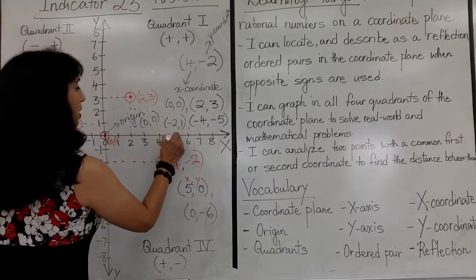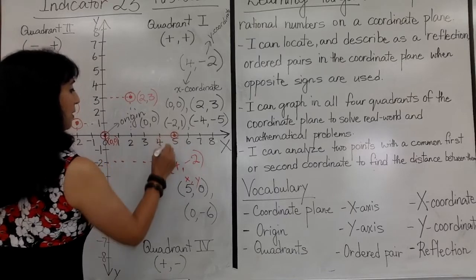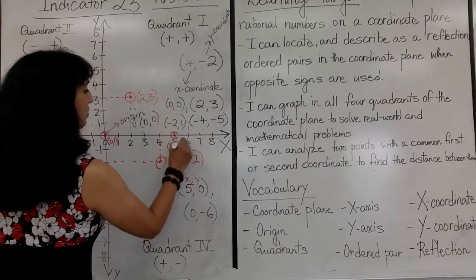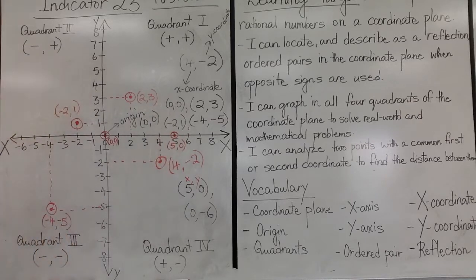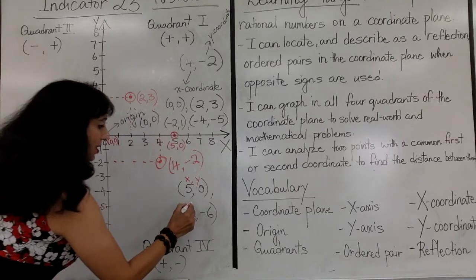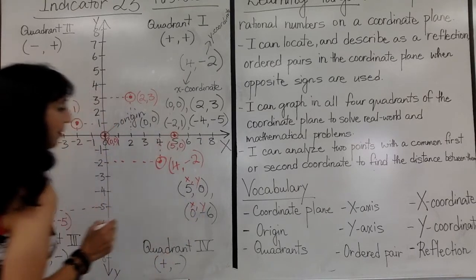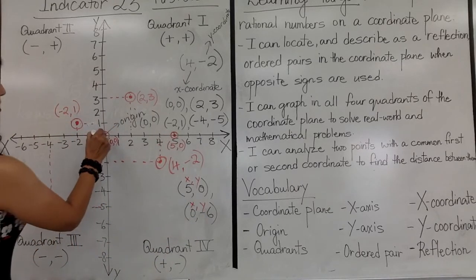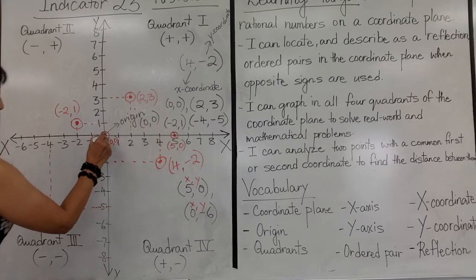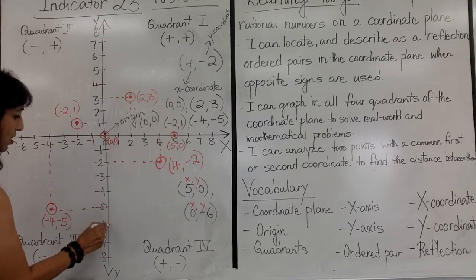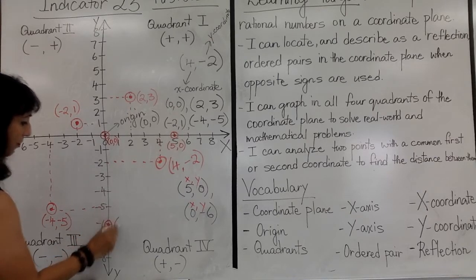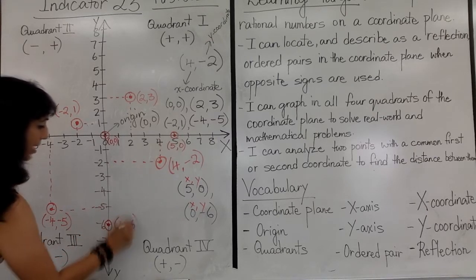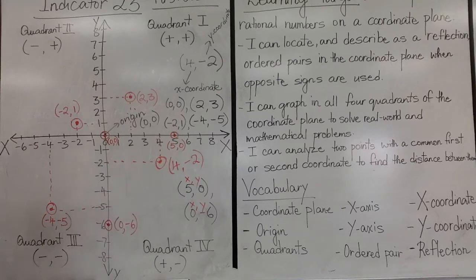So 5, 0 would be what? It would be over here. So this is 5, 0. Okay. Now look at the next one. It is saying 0, negative 6. So this is X, this is Y. So 0 on X is here. And then on Y, it's saying to go to negative 6, which is going to be over here. Okay, 0, negative 6. So be careful with these ones.